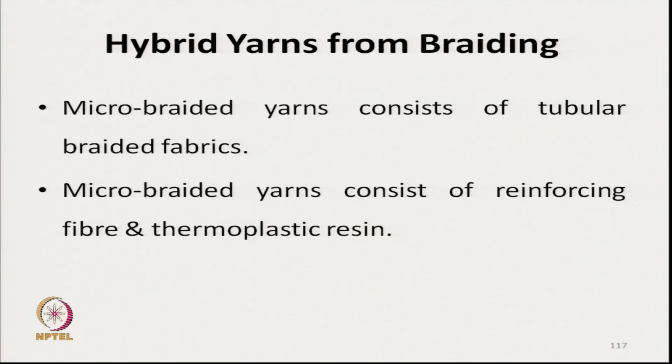Hybrid yarns are also formed by braiding. So, micro braided yarns, that is very fine braided yarns, are produced, consisting of tubular braided fabric. Here the reinforcing filaments are normally kept in the core, covered by the thermoplastic filament.